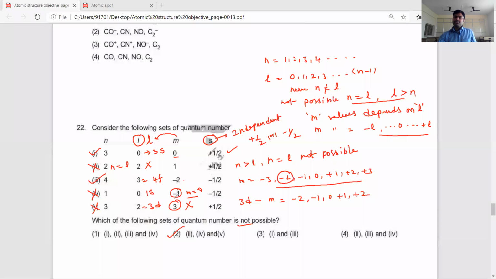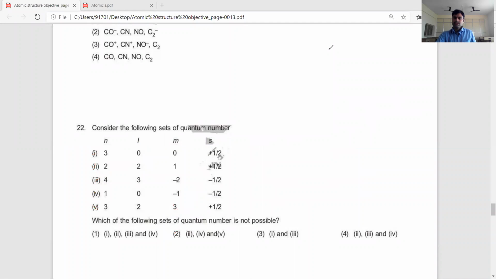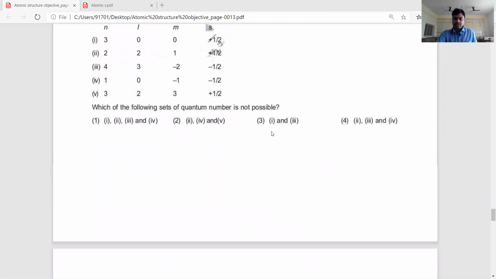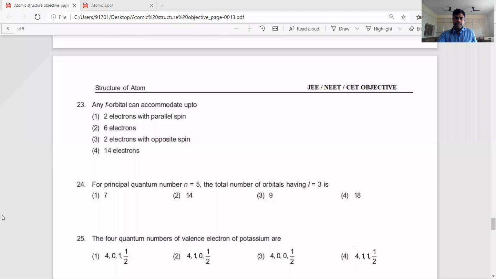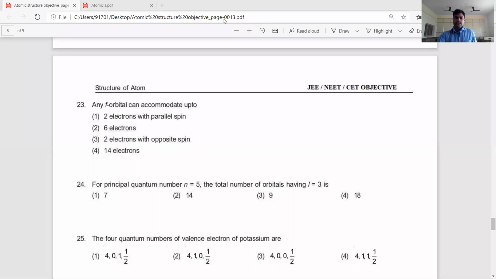Understood, Maruti? Clear? Okay. Let's go for the next question. Next. Let's see.